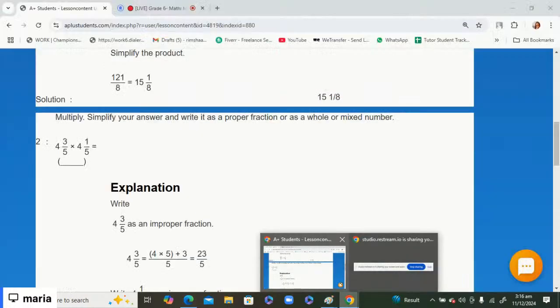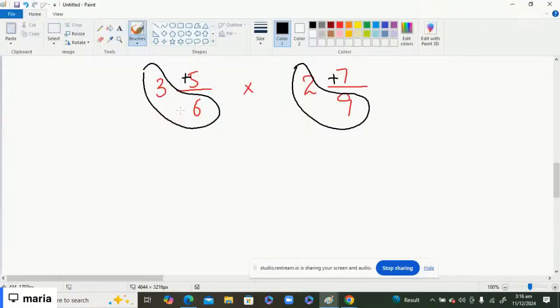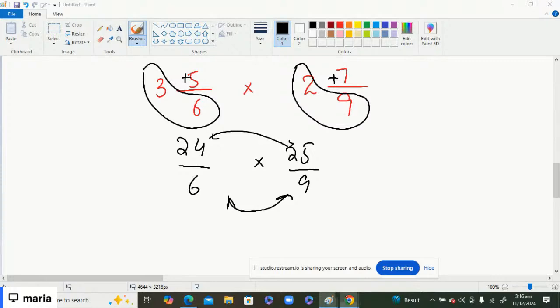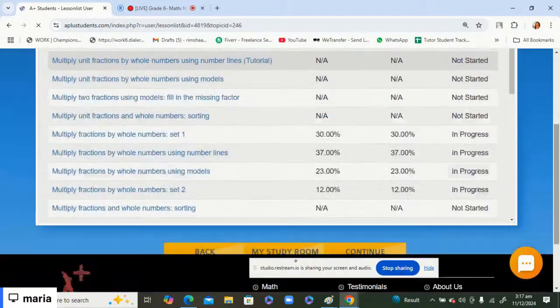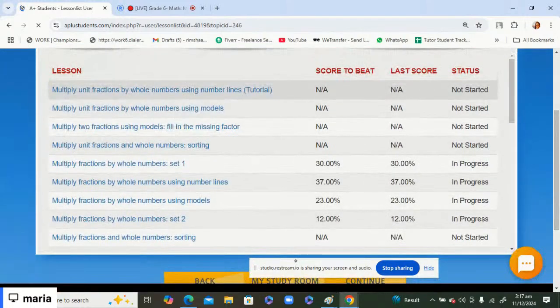18 plus 5 is, that is 23 over 6, and 9 times 2 is 18, and 18 plus 7 is 25 over 9. Just simply multiplying the top numbers with each other and the bottom numbers with each other. This is the lesson that we discussed in this one. These are the mixed fractions, just simply multiplying and adding the top numbers, and then just simply multiply the top numbers with each other and bottom numbers with each other.